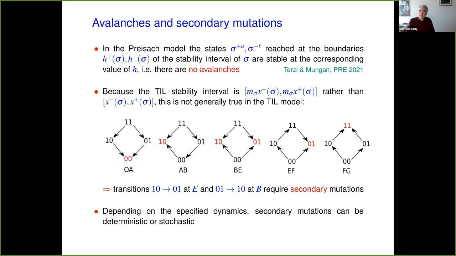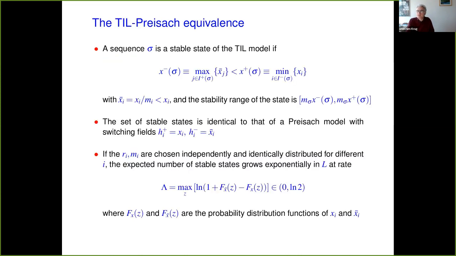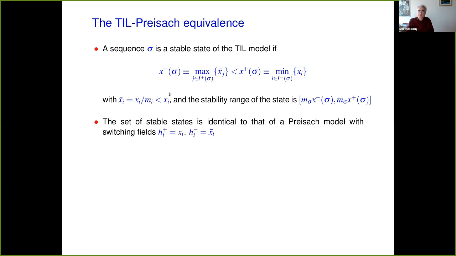So the key point is really this one. The equivalence is in terms of the states. I can compute these xi's and xi bars and identify them with Prizach fields, and then the states are exactly the same, but the difference is in the range of stability. In the Prizach model, the range of stability of a sequence.